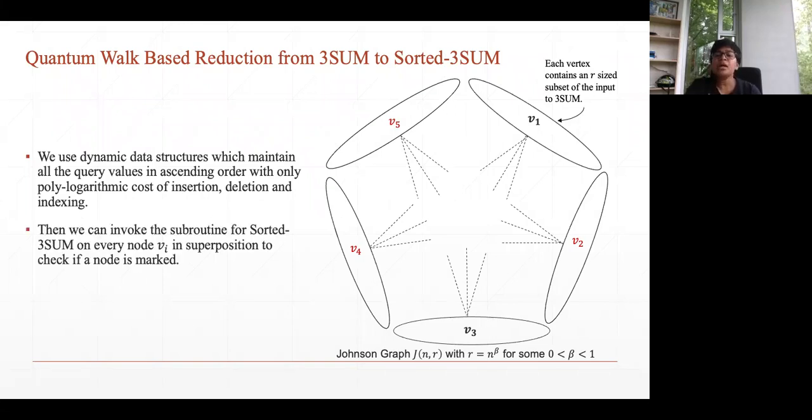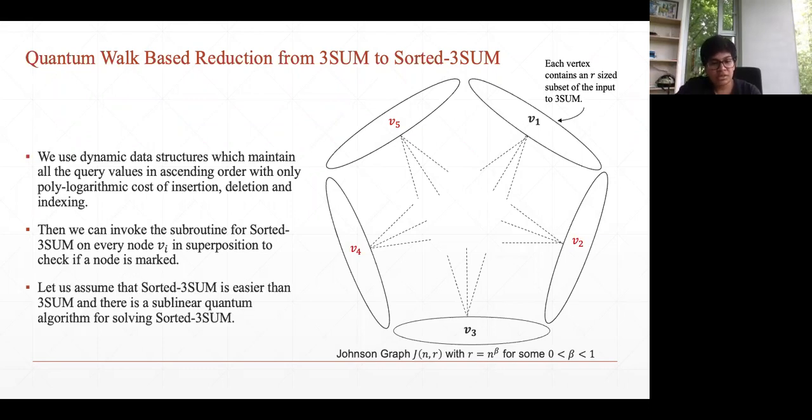And now, because we are able to maintain this sorted order very efficiently, instead of invoking the checking algorithm for a threesome solution, now we can use the algorithm that checks for threesome solutions in a sorted list. And for all we know, maybe sorted threesome is easier for a quantum computer than normal threesome. We don't know. So now we will see what happens.